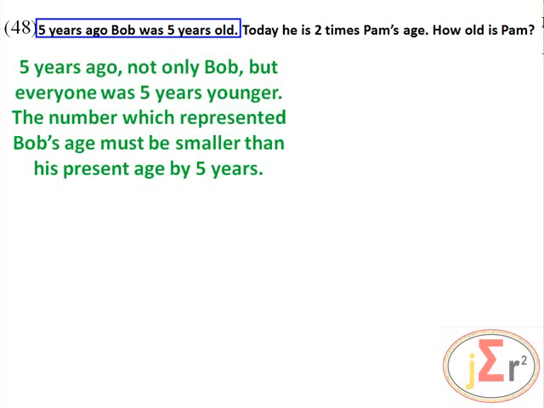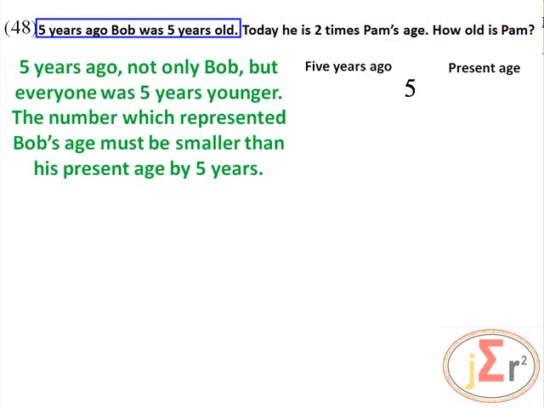5 years ago, Bob was 5 years old. That is the highlighted statement. That is where we will focus our attention at the moment. What do we know about 5 years ago? 5 years ago, I was 5 years younger. And so was Jerry. Is that right, Jerry? Yes. So 5 years ago, not only Bob, but everyone was 5 years younger. The number which represented Bob's age must be smaller than his present age by 5 years.